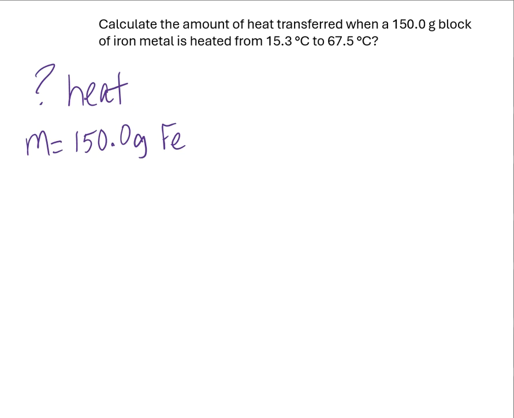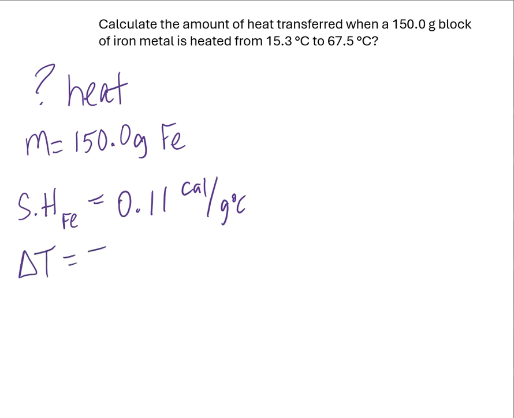And then we also know that because it's iron, specific heat values are constant. So I can look at my specific heat for iron and recall that value is 0.11 calorie per gram degrees Celsius. Again, you do not have to memorize the values. They will be provided for you. And then we can determine our change in temperature. The change in temperature, our delta T, we have the final and the initial. So we can simply determine the difference in those values.